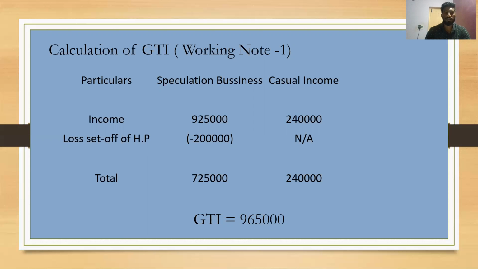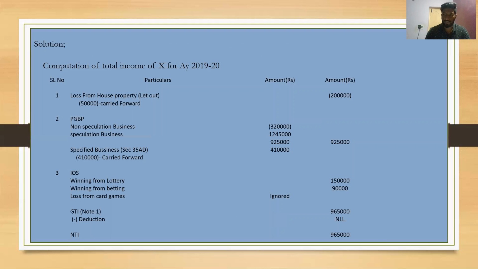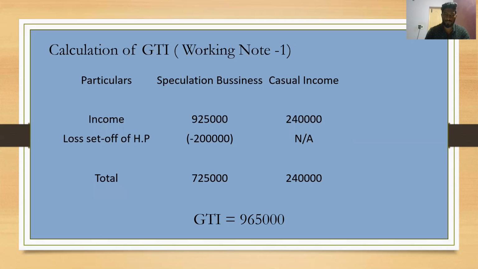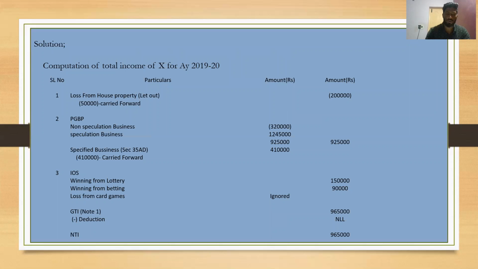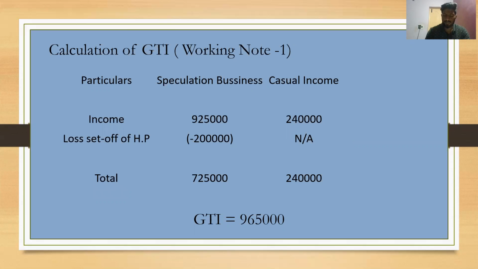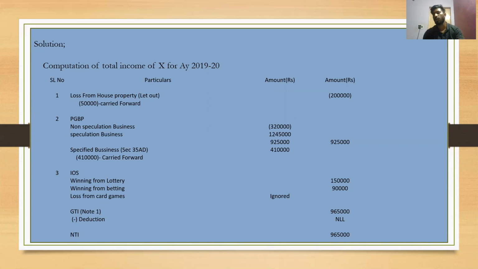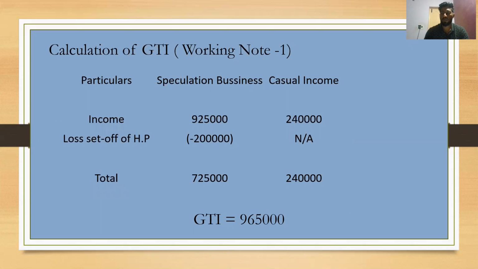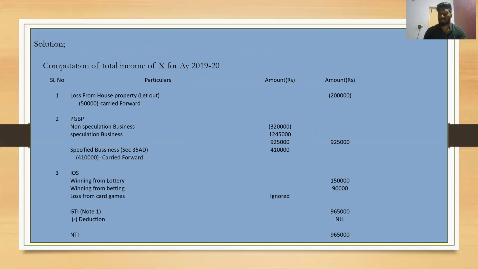So we are setting off the loss of house property, 2 lakh rupees, as I had told you before, with the other head of income, which is speculation business. When we are setting off against speculation business, we are limited to setting off up to 2 lakh rupees. The remaining amount we carry forward to the next assessment year. Casual income, like specified business, we cannot adjust with any head of income, so there is no set off for it.